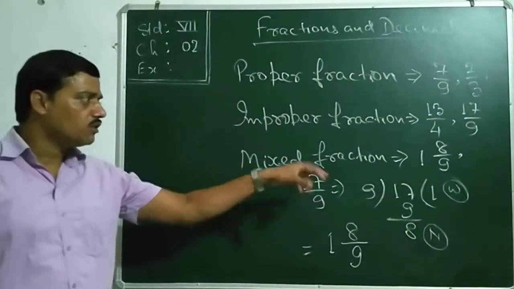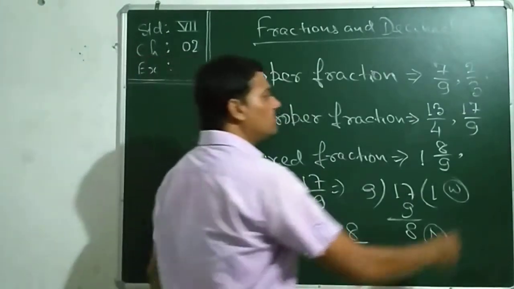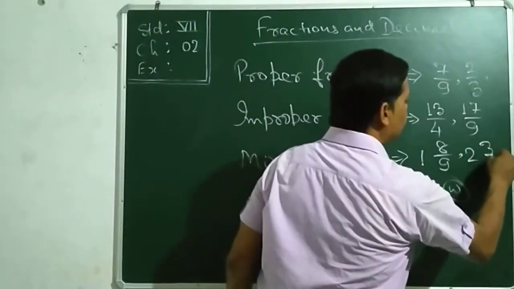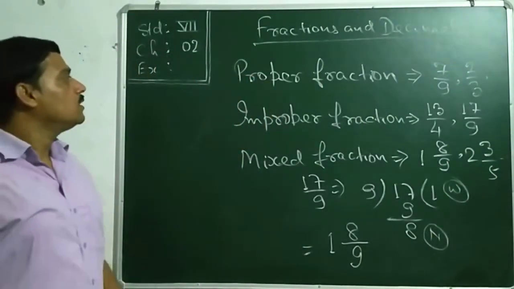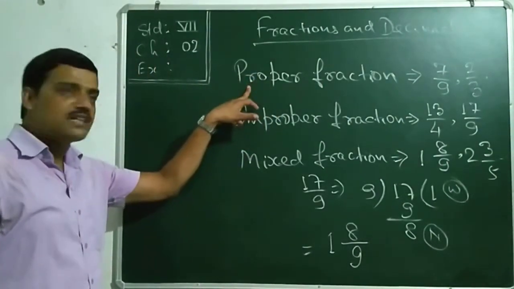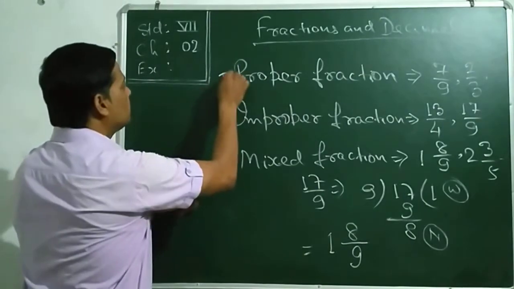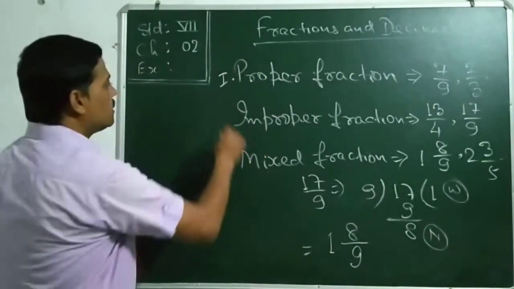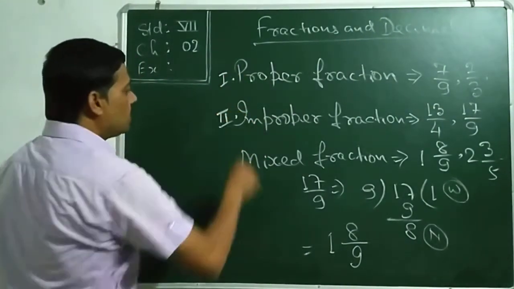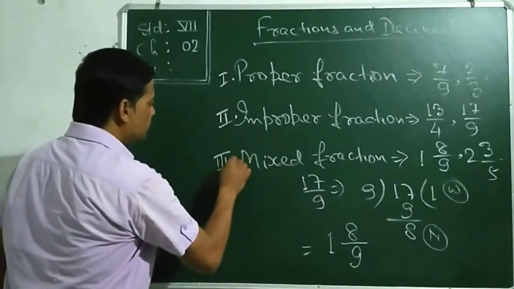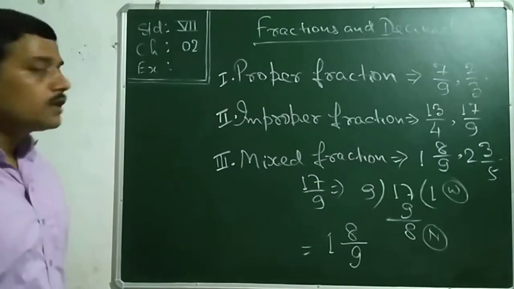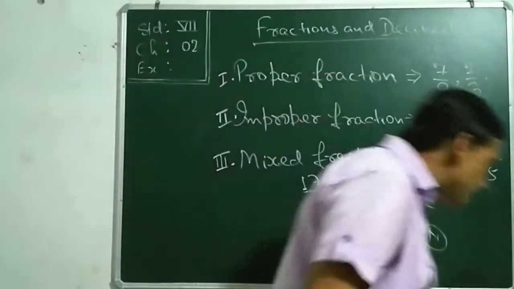One whole 8 by 9 is one type of mixed fraction. Similarly, you can go for another example. Take 2 whole 3 by 5 and so on. In this way, the types of fractions: proper fractions, this was the first one; improper fraction, this was the second one; and the last one, third, is mixed fraction. Come to the equivalent fraction.